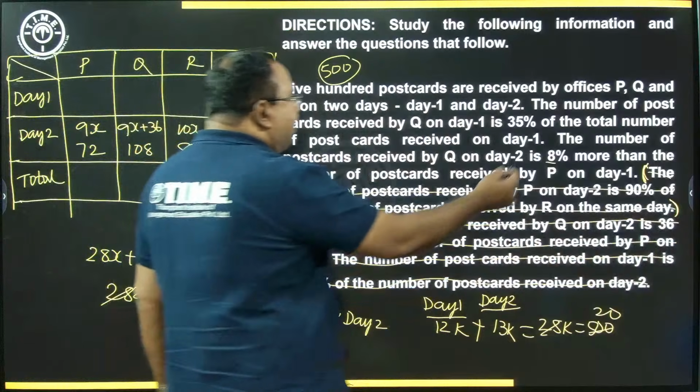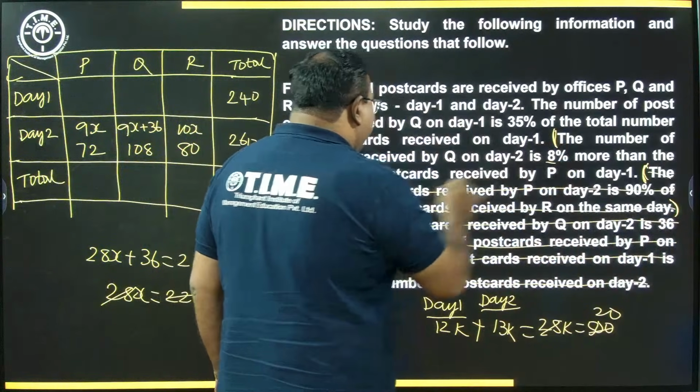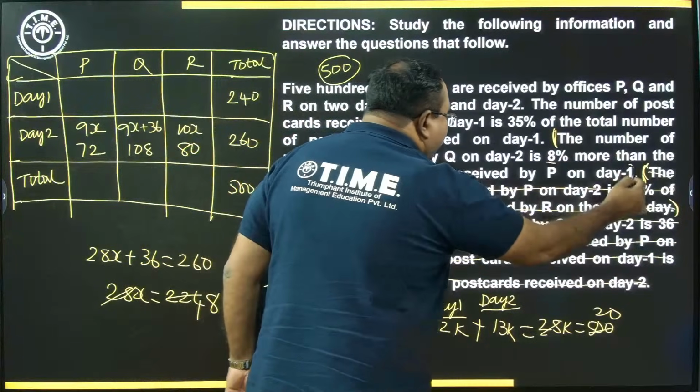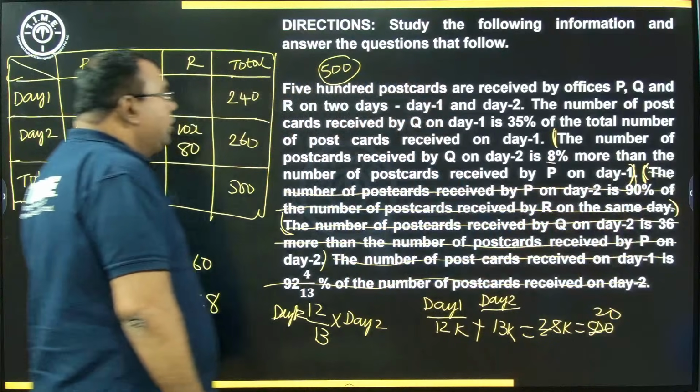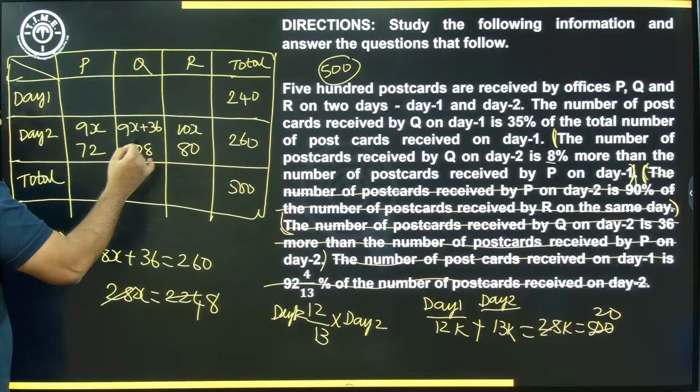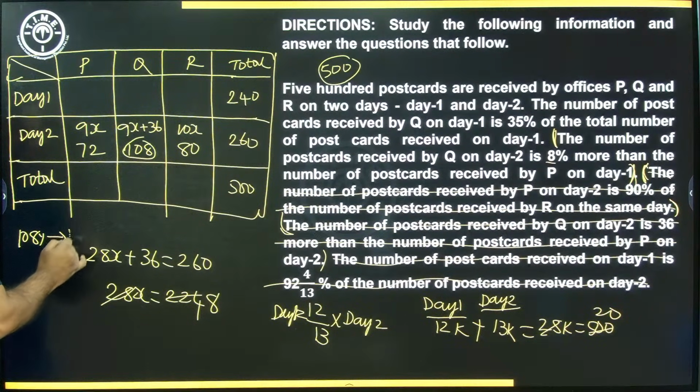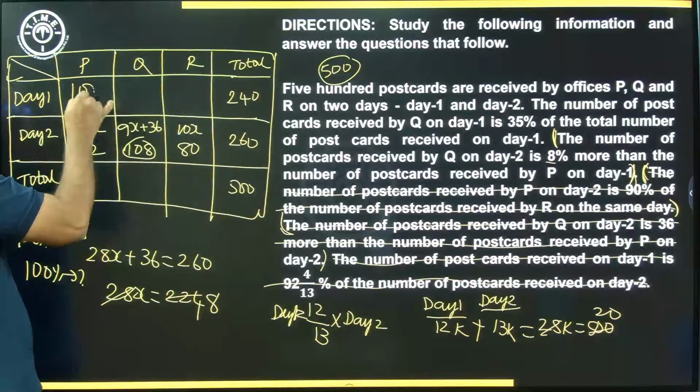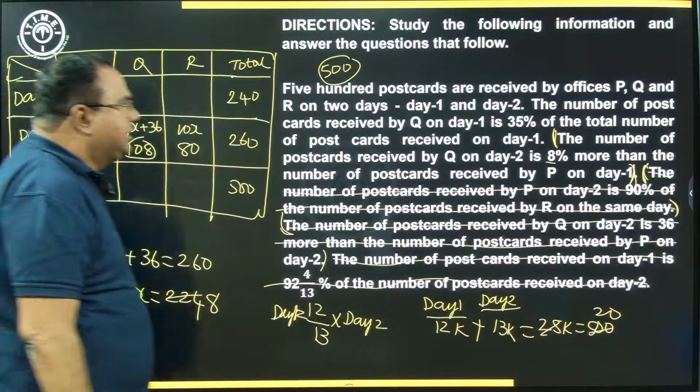The number of postcards received by Q on day 2 is 8% more than received by P on day 1. So Q on day 2 is 8% more, which means Q on day 2 is 108%. 108% is how much? 108. So P on day 1, 100%, how much? 108% is 108, which means 100% will be 100. Okay. This is done.